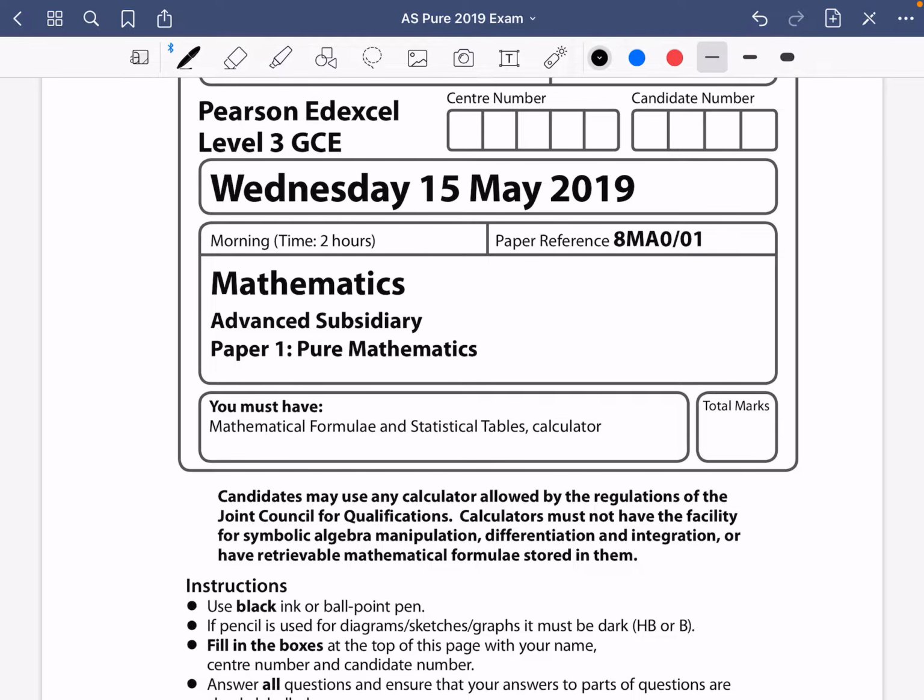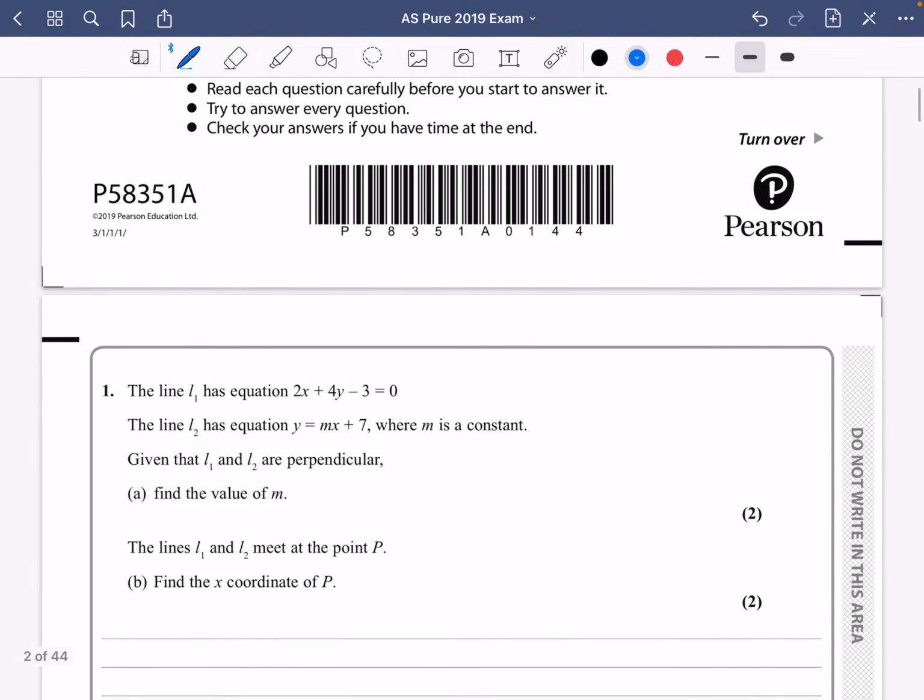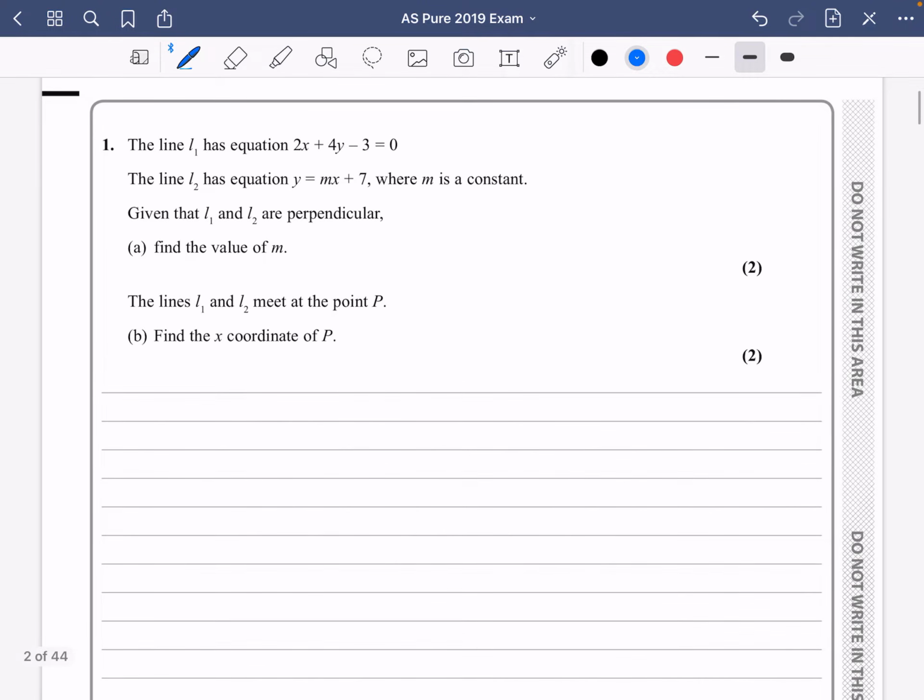Okay, so we're going to be going over the 2009 AS Pure Maths paper that you can see here, and we're just going to get started straight away. So I'm going to do this in three parts. The first part is going to cover questions 1 to 5, and then I'll do 6 to 10 and 11 to 15.